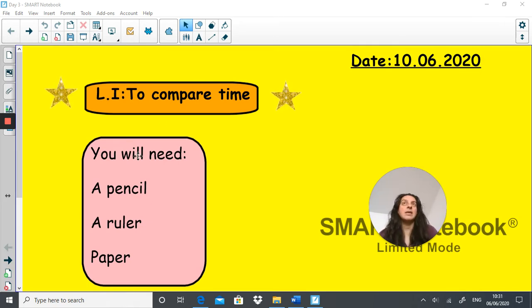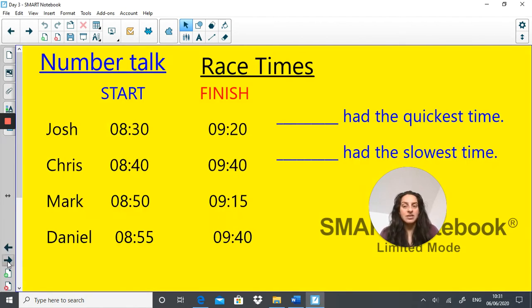So today we're going to be comparing time durations again, because although we did a lot of work on that yesterday, I think we need to have another lesson of it just to make sure we are fully confident with the skills that are required to work out how to compare time duration. So let's go on to our first slide.